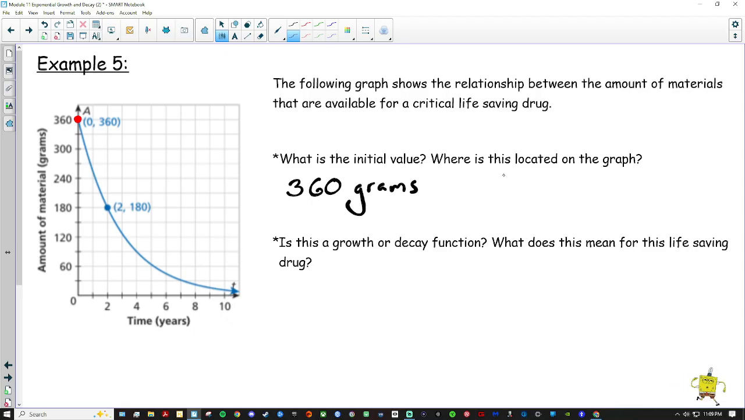And where is this located on the graph? Well, this is my x-axis, this is my y-axis, and this point is on the y-axis. So this is the y-intercept.